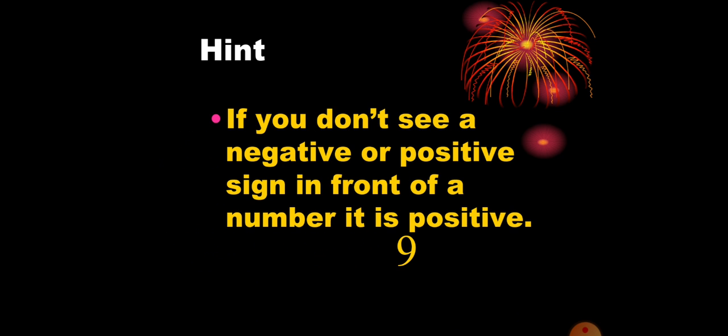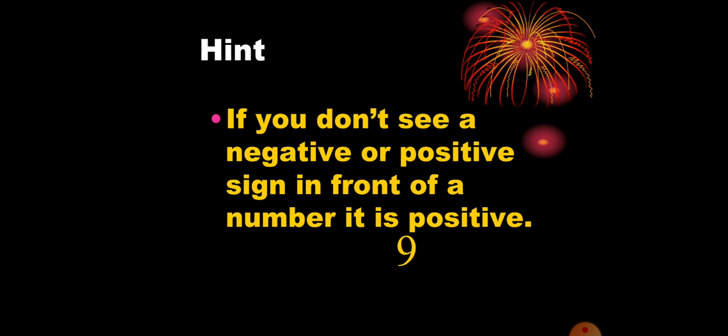It's a very clever and important hint. If you don't have any sign in front of the number, it's going to be positive. The nature of numbers is positive. Again, if you don't see any sign in front of the number, it's going to be positive. If I ask what is the opposite of 9, without saying positive 9, it's very clear. It's going to be negative 9.